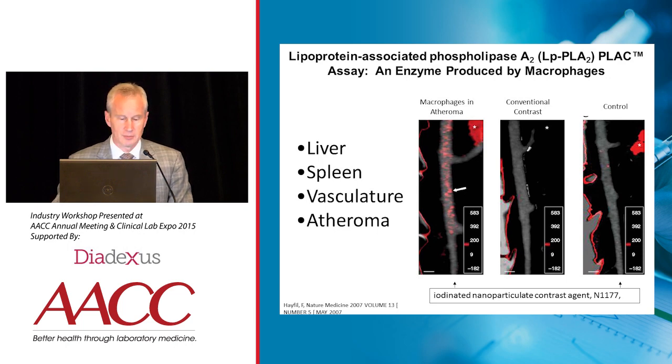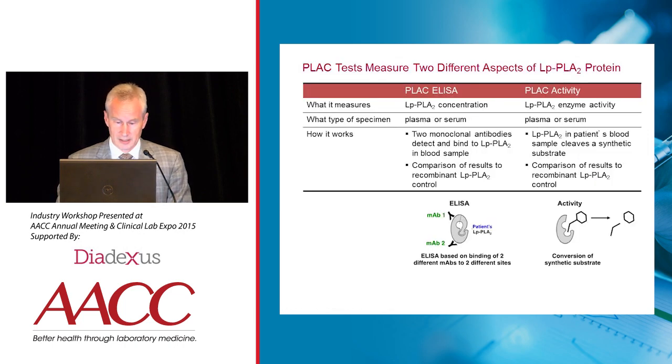Well, it turns out the big pools of macrophages are the liver, spleen, the vasculature, and in fact atheroma. And there's been beautiful MRI studies showing that the Lp-PLA2 is literally coming out of the plaque in blood vessels. So it is very much there at the scene of the crime.